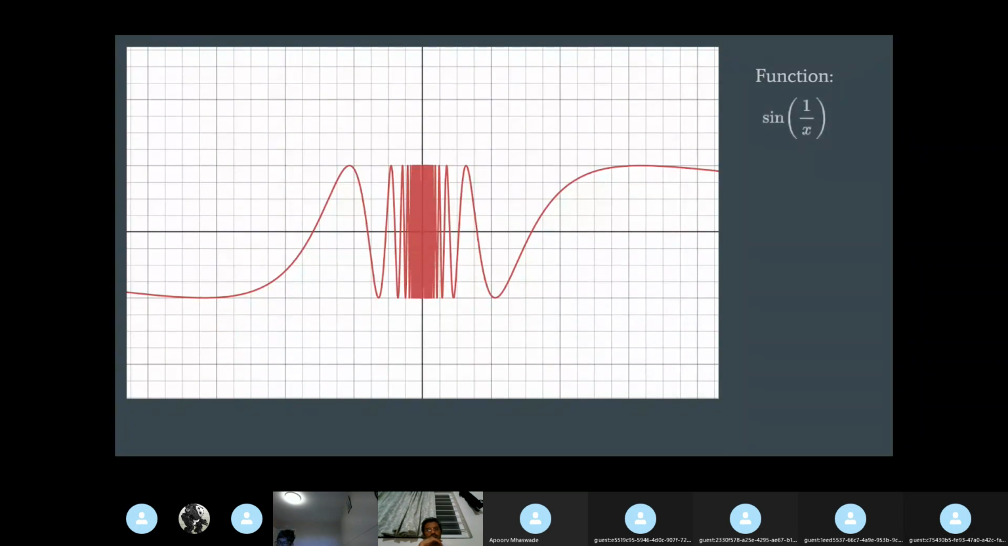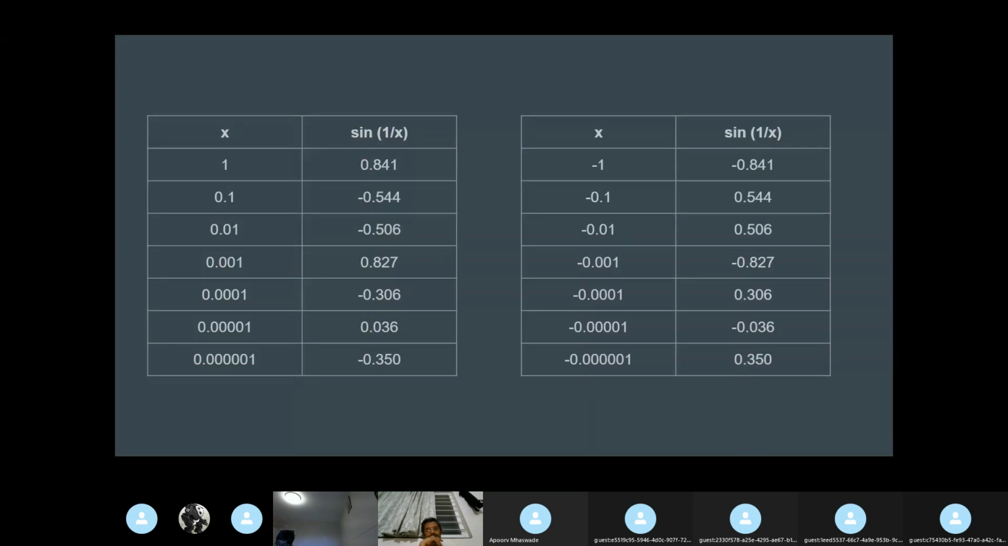But now that we've said that the value of the function sine 1 by x at x equal to 0 is undefined, what would be the limit of this same function as x approaches 0? Maybe you can show the table again. Yes, if you'd like to see the table. Now, what value does this approach as x approaches 0?